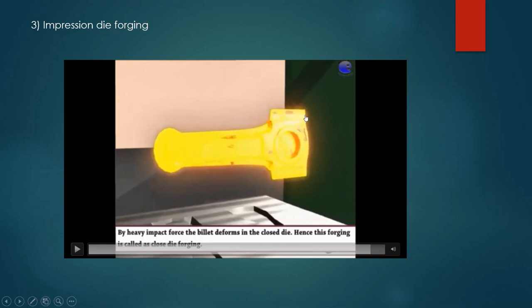Now this flash, as you can see, at the borders it is getting cooled. Now this cooling forces the inner material to remain inside and fill the cavity, giving us a job flawless, without any error in it.